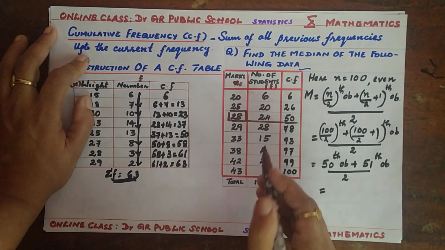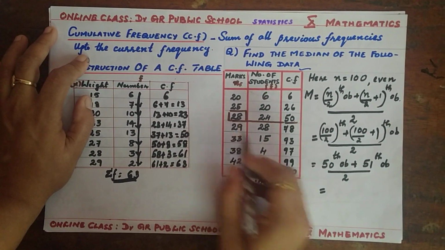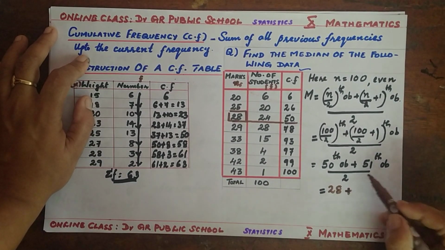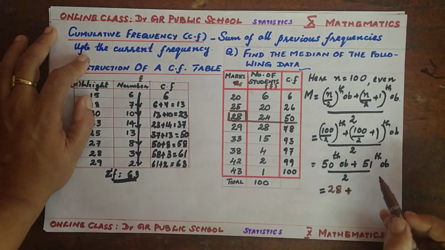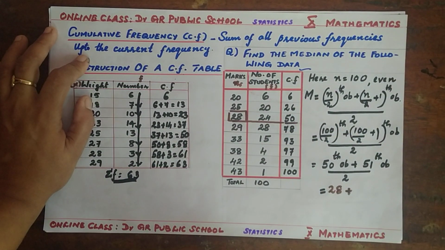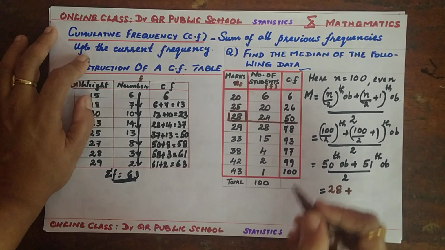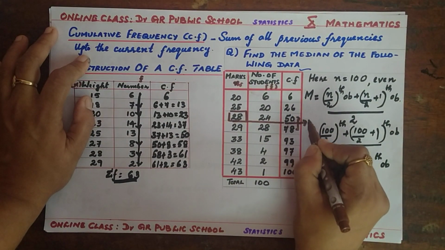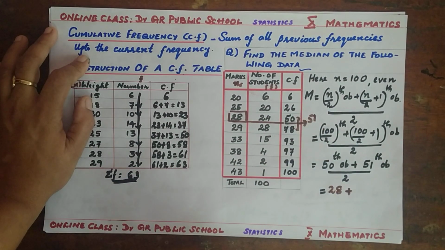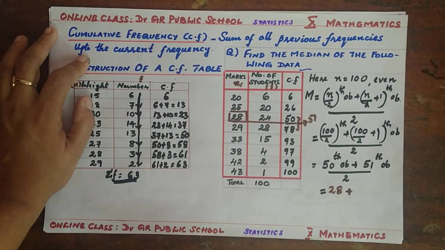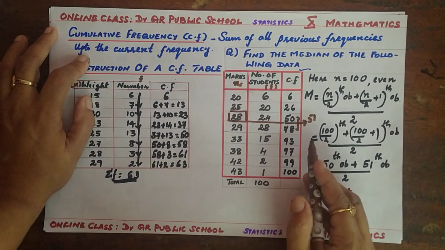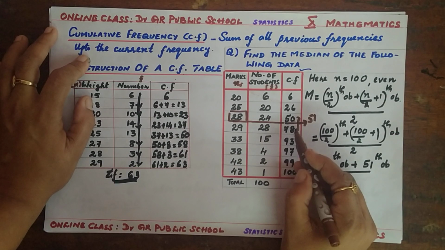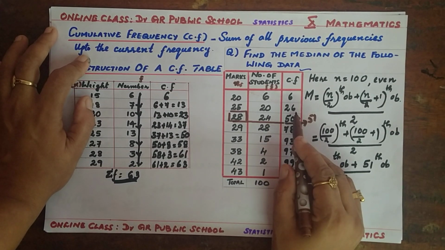When arranged, the 50th observation actually comes as 28. That you need to write, 28 plus. Now we need to take the 51st observation. 51 is not given in the CF column. So in that case, what do you want to do? You can find that 51 lies between these two numbers, 50 and 78. The method is that if you cannot find a number exactly equal to it, then you need to take a number greater than 51. Don't take a lesser value.